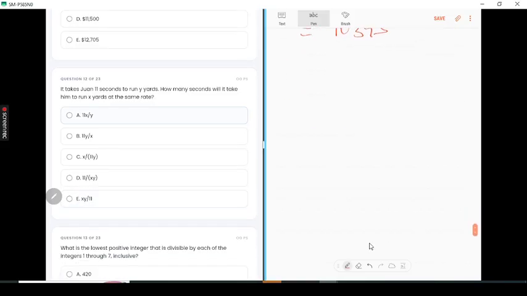You also see another question that makes use of proportion. 11 seconds is proportional to Y. Z seconds, let's say, is what we are looking for, is proportional to S. We cross multiply as usual. 11S equals YZ, but we are looking for Z. So 11S over Y equals Z. The corresponding option is A, 11S over Y.